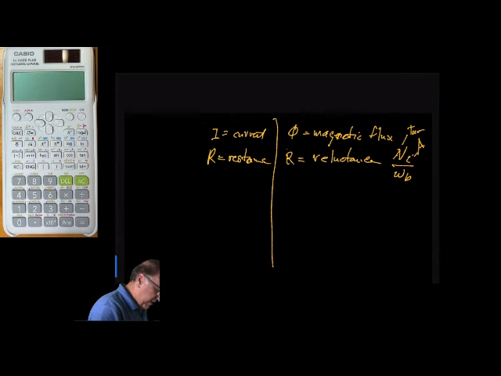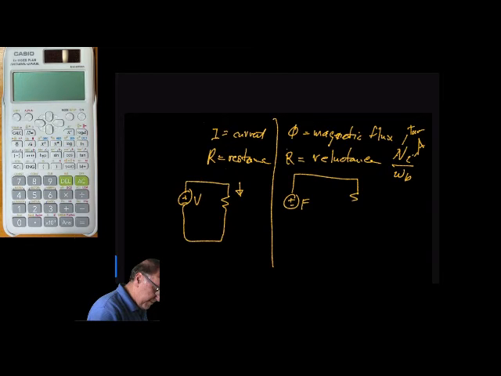Looking at a simple circuit, a voltage source, we have a current through a resistor. In the magnetic realm, we have a force and a flux.